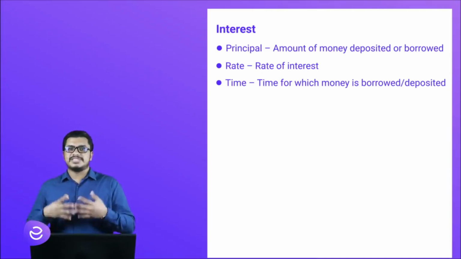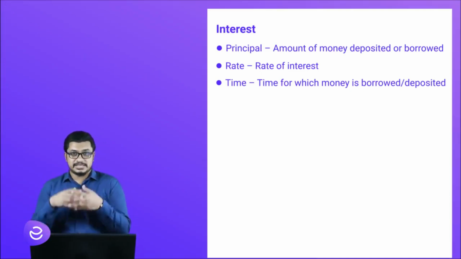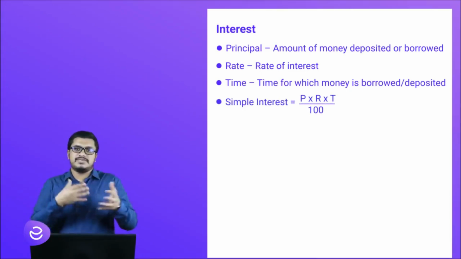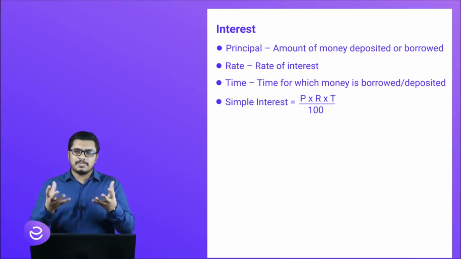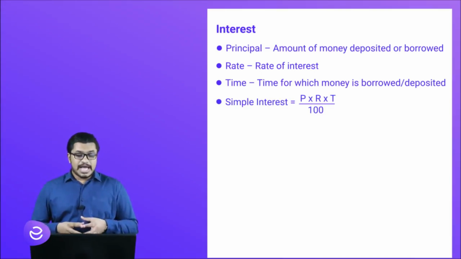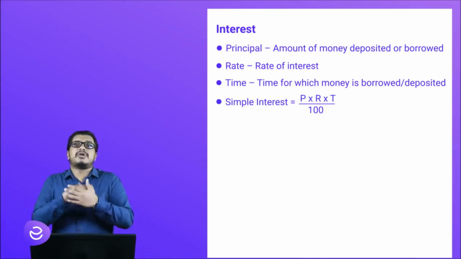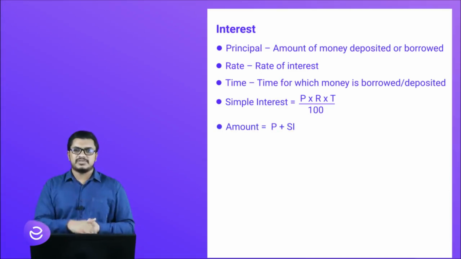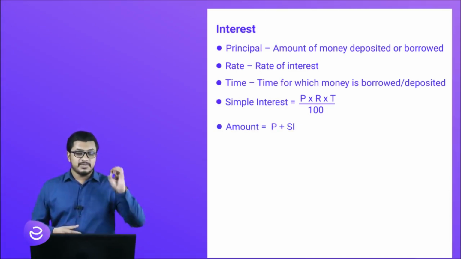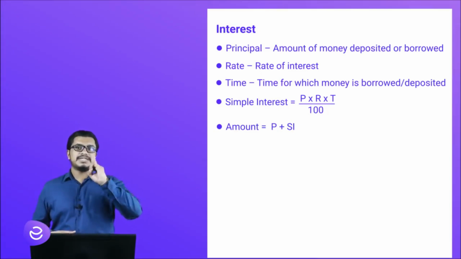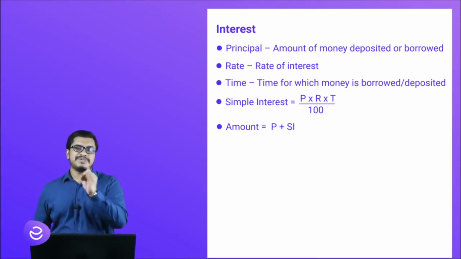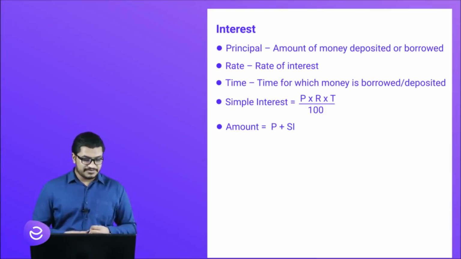Then we have simple interest, which is SI. The equation of simple interest is P into R into T by 100, or we usually say PRT by 100 or PTR by 100. And there is a concept called amount also. Amount means the principal plus the simple interest. So there are only two equations that we have to understand in the case of simple interest: simple interest equals PTR by 100, and the amount equals P plus SI, or principal plus simple interest.